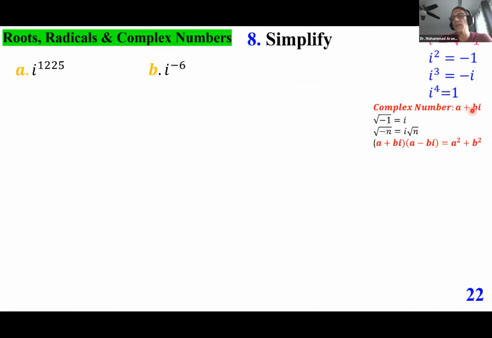A complex number is in the form of a plus bi. The square root of negative 1 is i, so the square root of negative n is i times the square root of n. It's important to put the i outside the radical or it is wrong. When we multiply these two, remember a plus b times a minus b gives us a squared minus b squared. This one gives us a squared minus b squared i squared, and i squared is negative 1. That's why we get plus. So that would be the synopsis of what we need to move on.